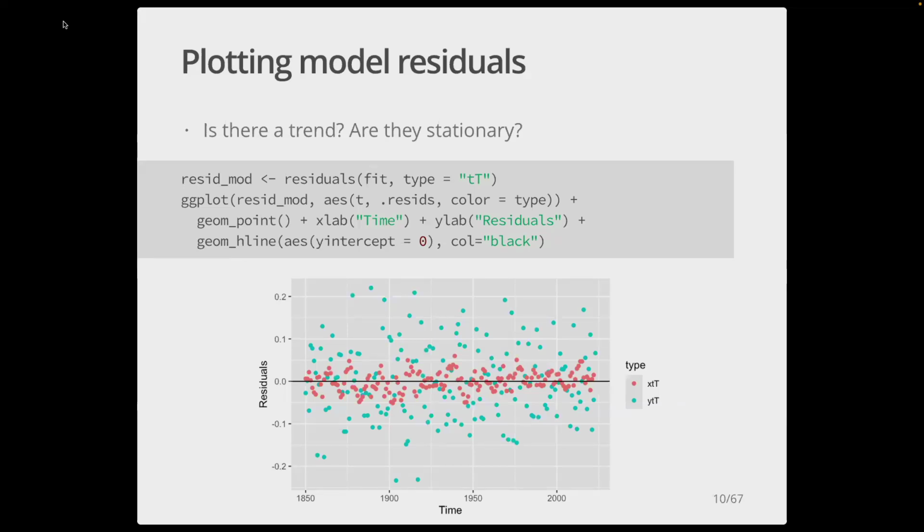Okay, so step 1, again, is going to be to plot our model residuals. When we call this residuals function, as I was saying, we get this tidy object out of it, and we can plot both of these kinds of residuals simultaneously. The first, in pink or red, is the state residuals, and the blue represents our observation residuals. The kinds of things we want to look for here are, is there a trend or is there clumpiness in either of these time series?